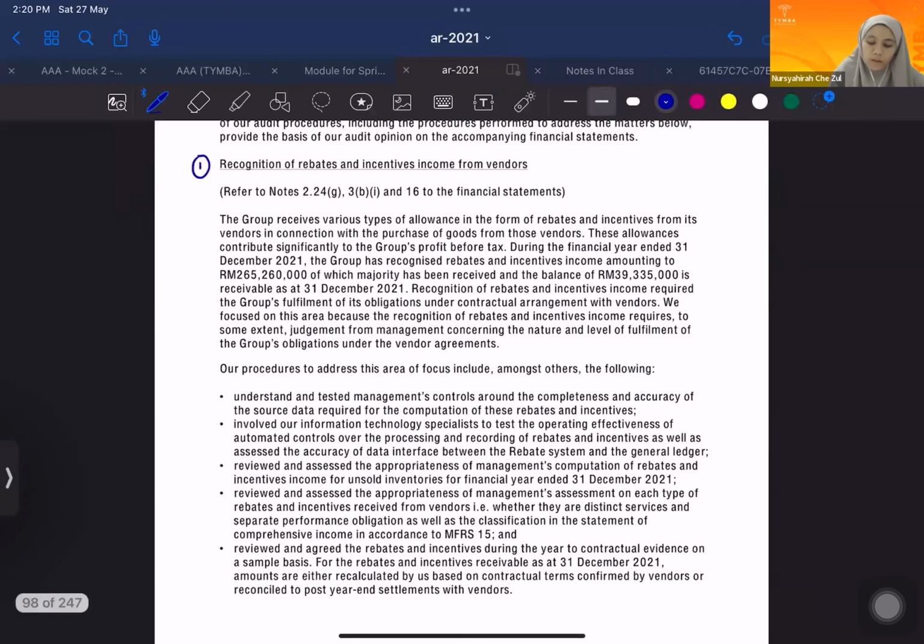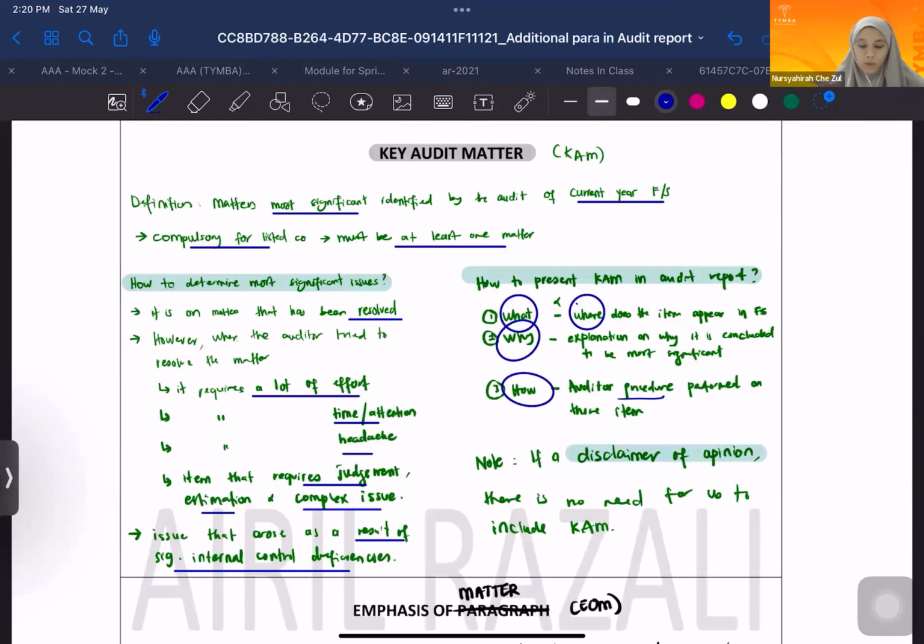Now right after this is what? This is what. This is where. This is why, and this is how. How they resolve the matter, or how is the procedure to ensure that this item has been tested, and at the end of the day there is no issue. This is the procedure. So remember: what, where, why, and how.